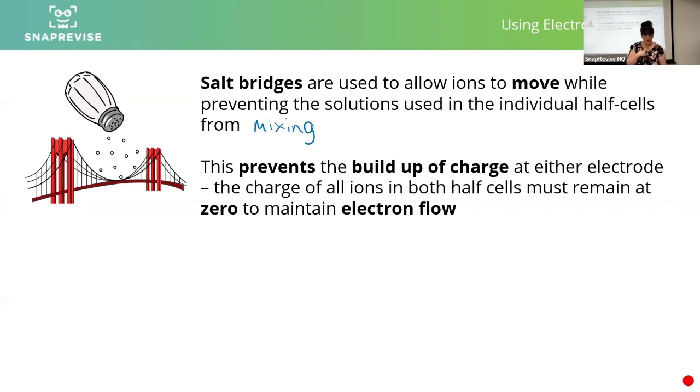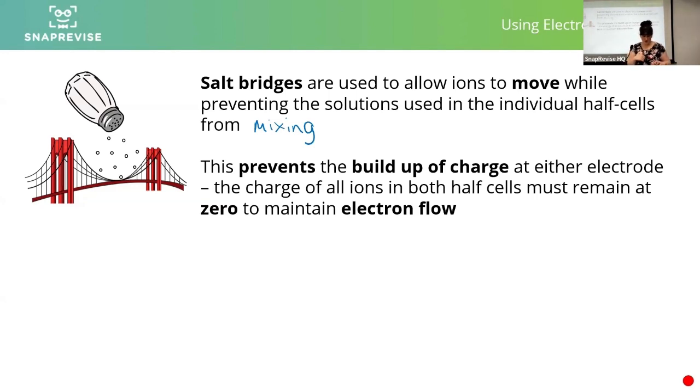because the charge of all ions in both half cells must remain at 0 to maintain electron flow. So you don't want to build up charge in one place by moving all the electrons into one place and not replacing them, or moving all the negative charge into one place and not replacing it, because then you're going to get a pushback, you're going to get electron-electron repulsion, and your current will not flow. So you'll get a resistance to the voltage.